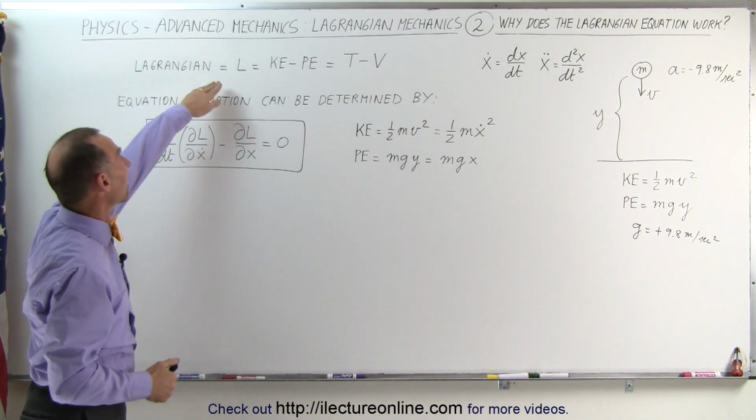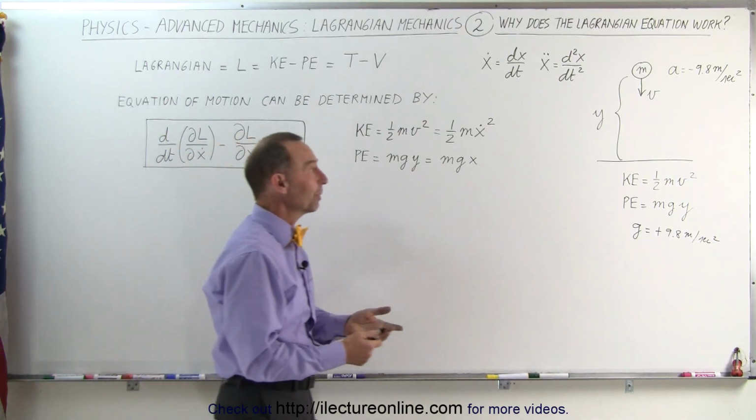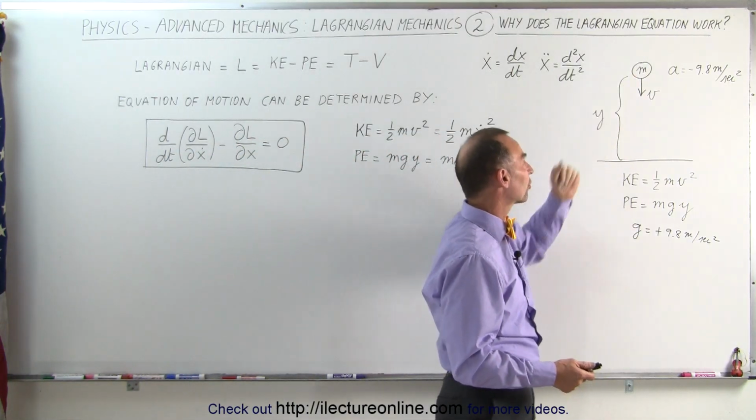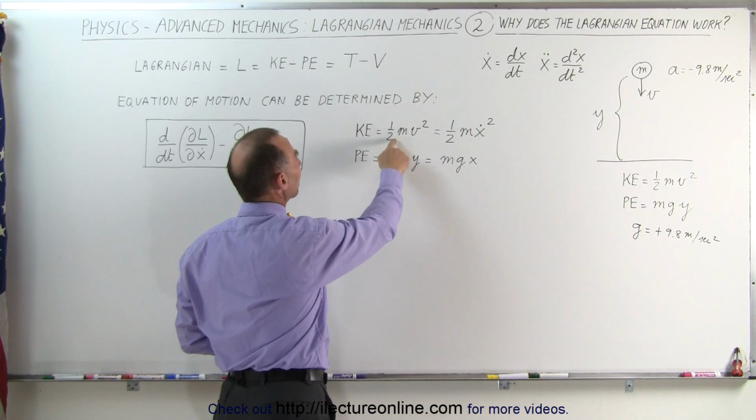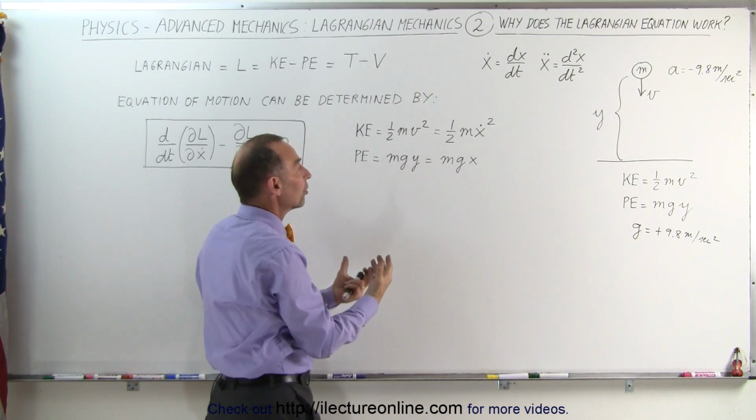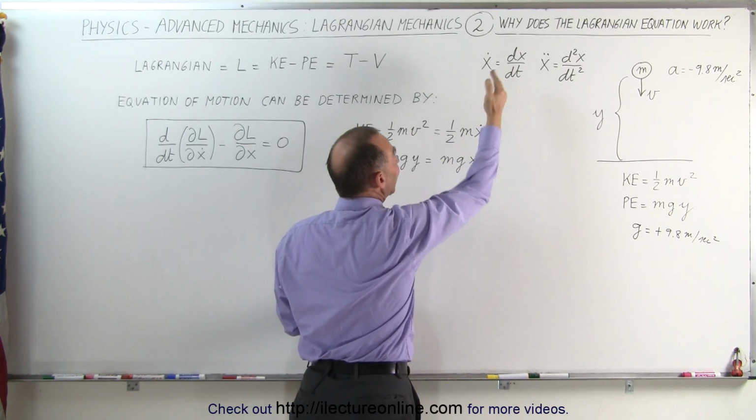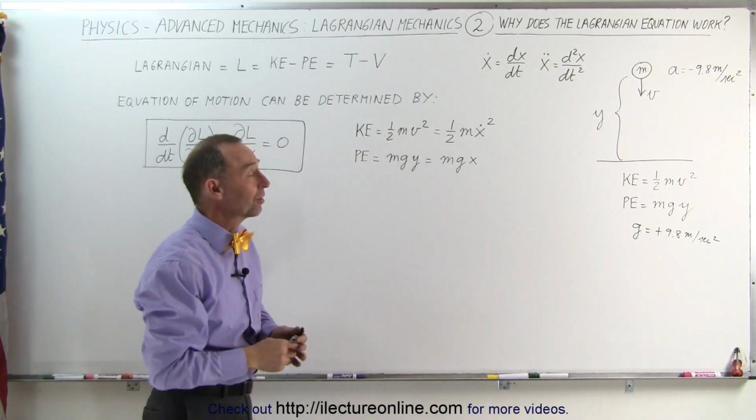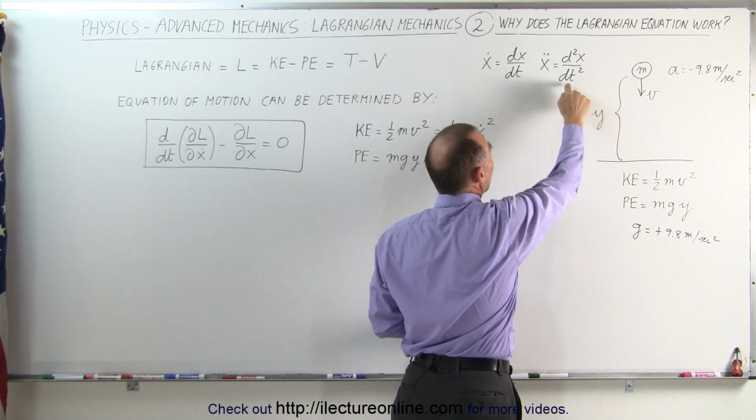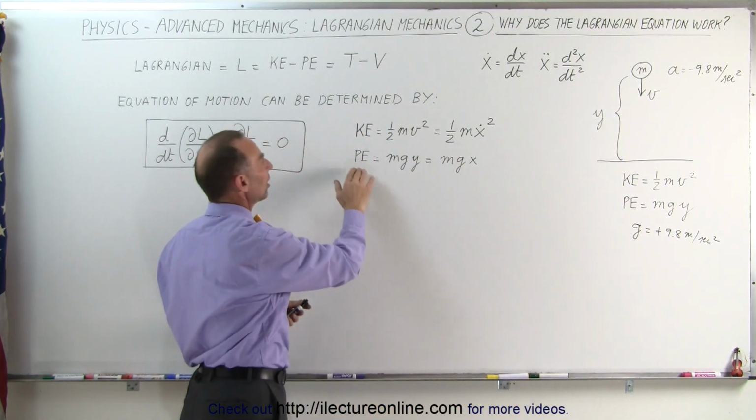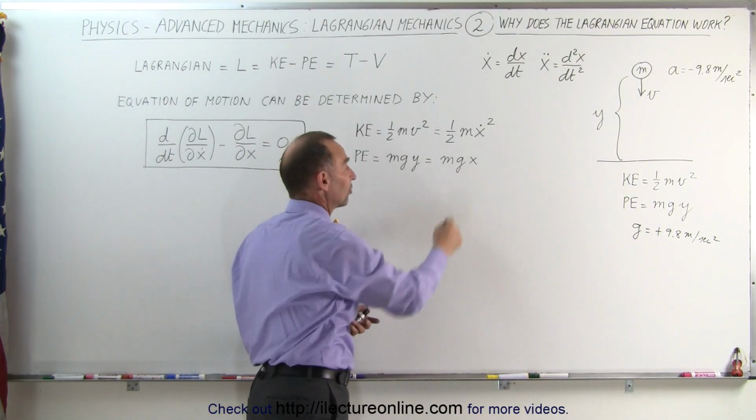The Lagrangian is defined as the difference between the kinetic energy and the potential energy of an object. In this case, we use a simple example, the free fall of an object towards the ground. Also, we can say that the kinetic energy, which can be defined as 1/2 mv squared, can be written in generalized coordinates as 1/2 m times x dot squared. Remember that x dot simply means dx/dt, the first derivative of x with respect to time, which is velocity. X double dot means the second derivative of x with respect to time, which means acceleration. The potential energy, which is mgy, can then be written in generalized coordinates as mgx.